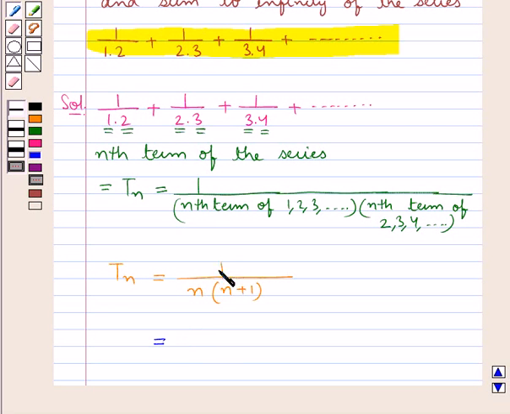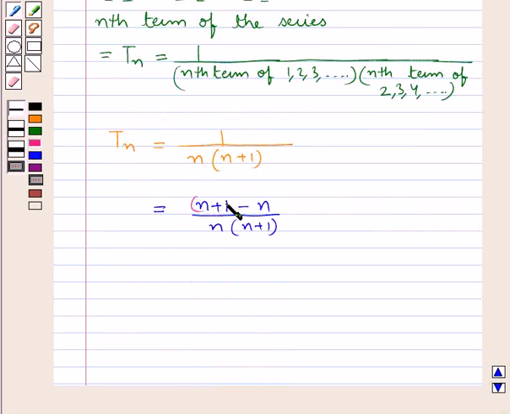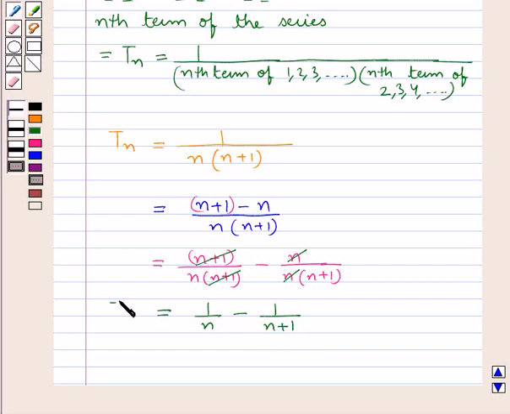Or we can write this numerator 1 as n plus 1 minus n and this whole upon n into n plus 1 the whole. So this is equal to n plus 1 upon n into n plus 1 the whole minus n upon n into n plus 1 the whole. This n plus 1, n plus 1 cancels, n and n cancels, and so this is equal to 1 upon n minus 1 upon n plus 1. This is the nth term of the given series.